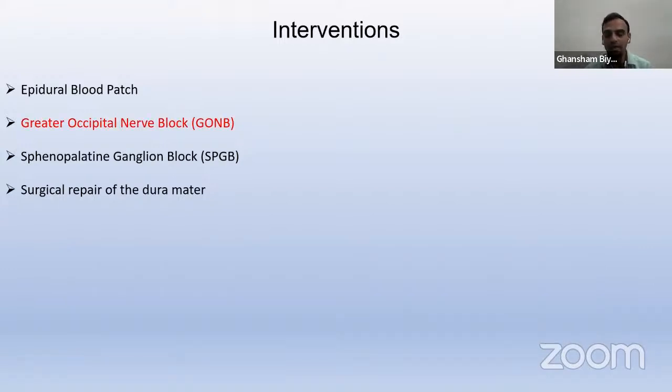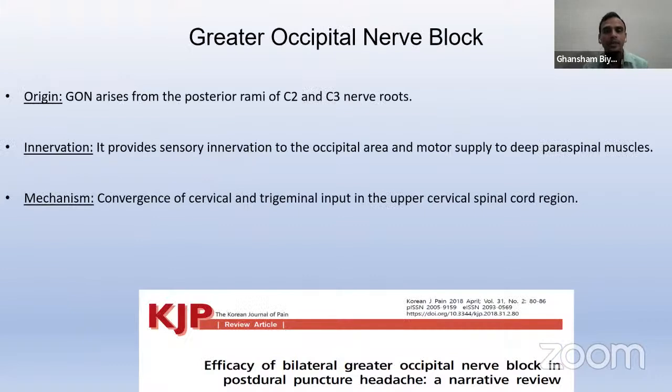So I am beginning with the greater occipital nerve block. The greater occipital nerve is a branch from the cervical plexus arising from the C2, C3 nerve roots, and it is going to supply the sensory innervation in the occipital area, and it also supplies the muscles in the back of the neck.